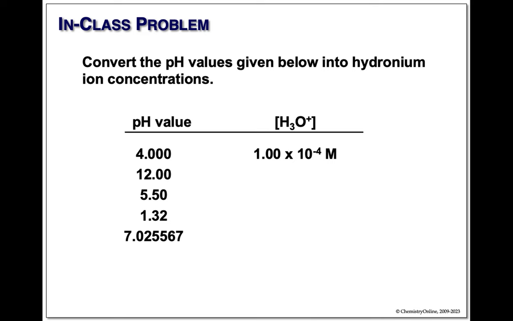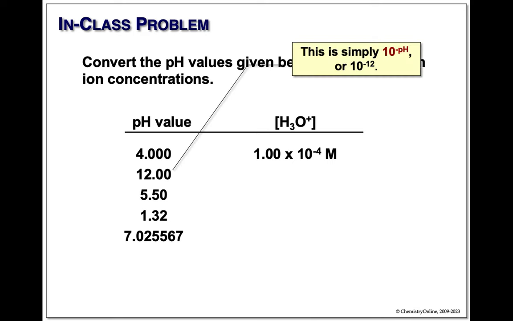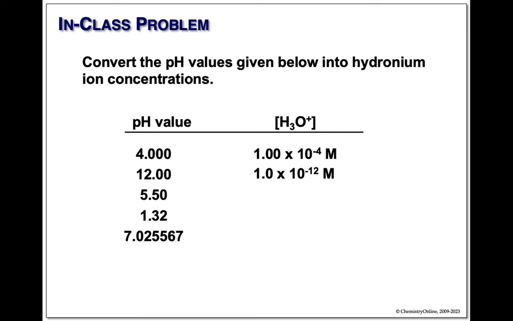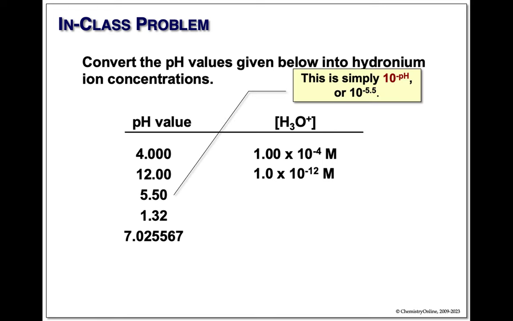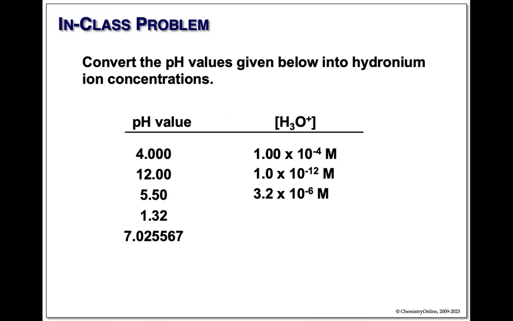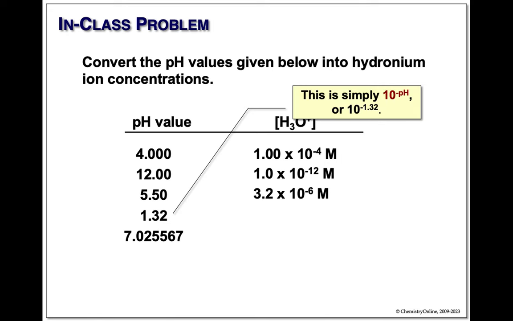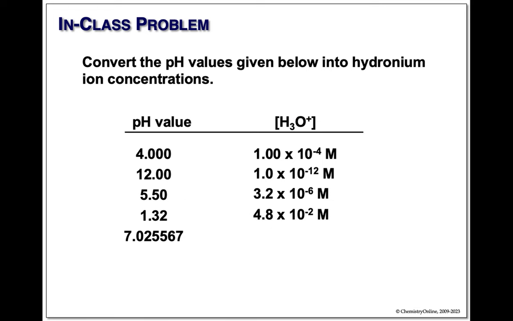Well, 10 to the x is 10 to the minus 12. 10 to the minus 12 only. Now is when you need the calculator. 5.5, what the heck is that? You type in minus 5.5, hit 10 to the x equals, and you should get 3.2 times 10 to the minus 6. 1.32, same thing: 10 to the minus 1.32. Hit your 10 to the x button. That's what you got.